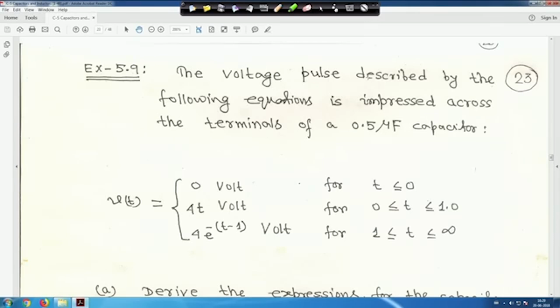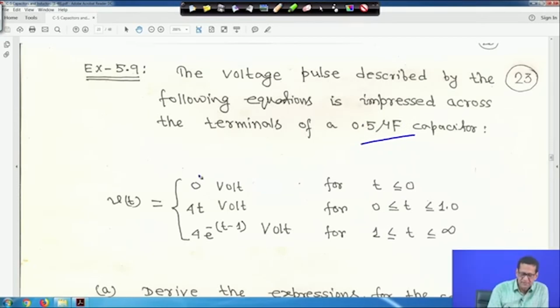Okay. So, we will take another example, then we will move to the inductors. So, this is another example. The voltage pulse described by the following equation is impressed across the terminals of a 0.5 microfarad capacitor. It is given v(t) is equal to 0 volt for t less than or equal to 0, and it is 40 volt for t in between 0 and 1 second, and 4 e to the power minus (t minus 1) volt when t is greater than 1, that is, in between 1 and infinity.